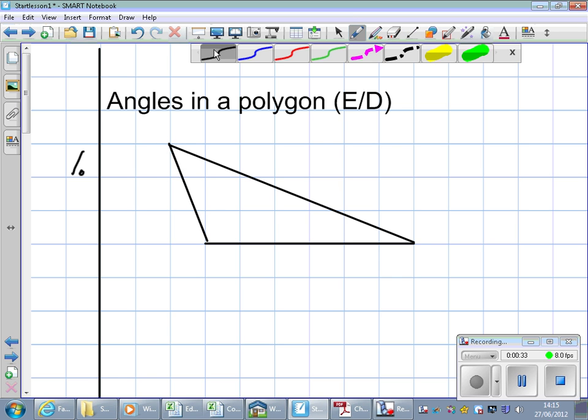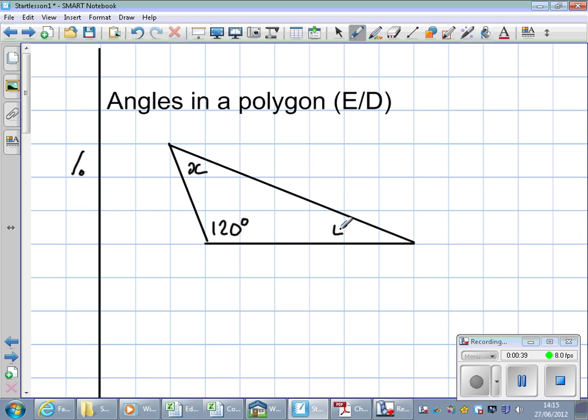Now I've got rid of one or two. And we're going to find the missing angle.